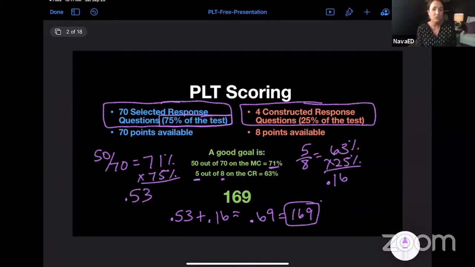Now, when we get to the constructed responses, I'll show you how that works. So don't worry too much about that. Right now, I want to focus on the multiple choice, okay?